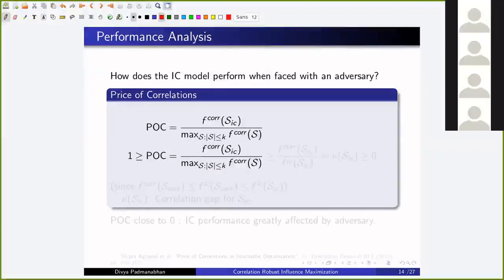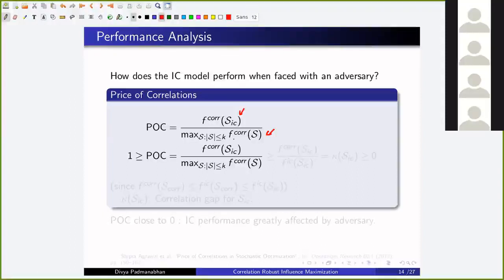What it says is that in the numerator, we have this SIC, that is the best seed set for the independent cascade model. How does it perform under an adversary? I mean, the F core of SIC. So with the worst expectations, how does it perform? And in the denominator, we have the robust seed set. So the max value, the best you could do, is when you use the seed set from our model.